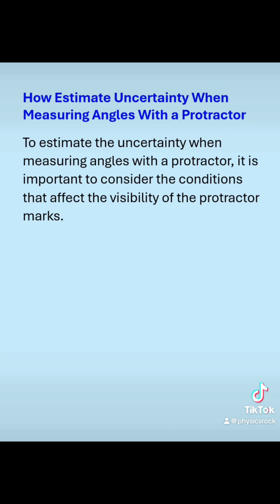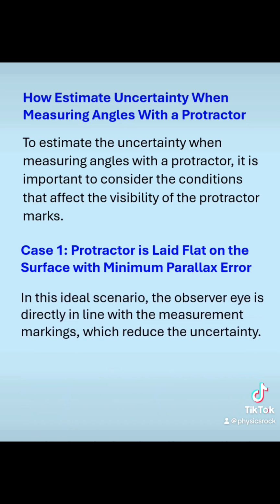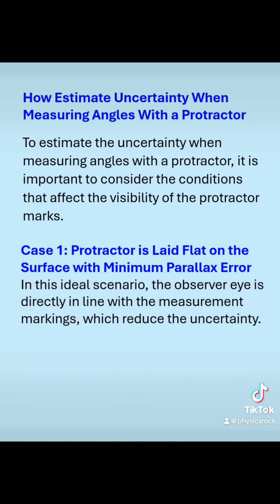Now let's learn how to estimate uncertainty when measuring angles with a protractor. First case scenario, when a protractor is laid flat on the surface with minimum parallax error, use 1 degree to estimate the uncertainty.